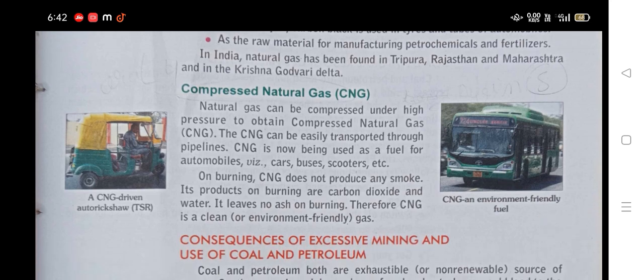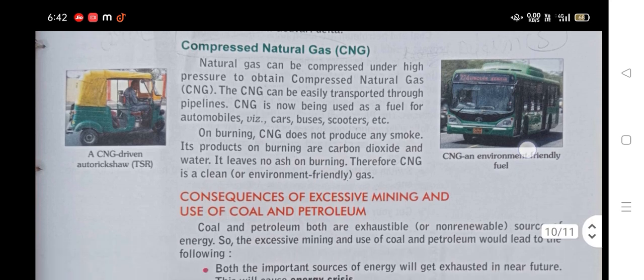Compressed natural gas, CNG. Natural gas can be compressed under high pressure to obtain compressed natural gas, that is CNG. The CNG can be easily transported through pipelines. CNG is now being used as a fuel for automobiles, via cars, buses, scooters, etc.